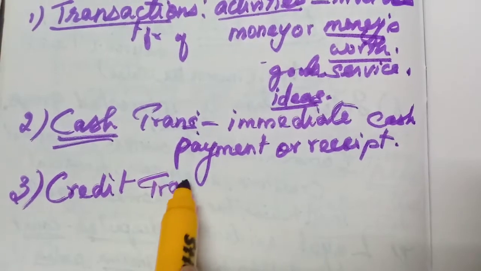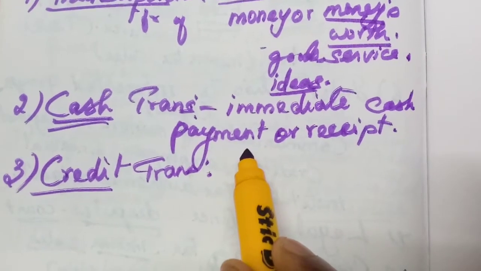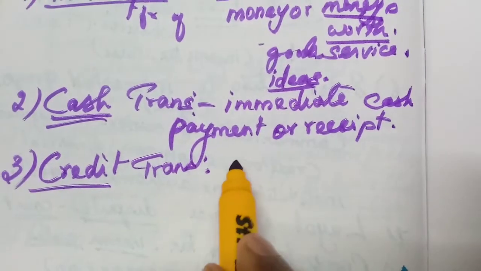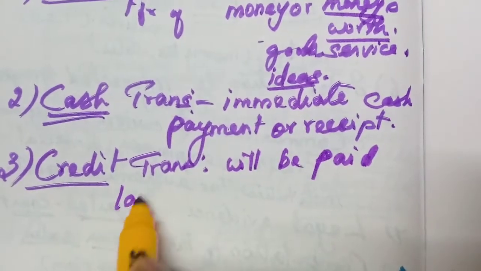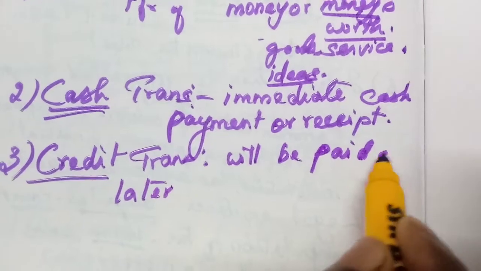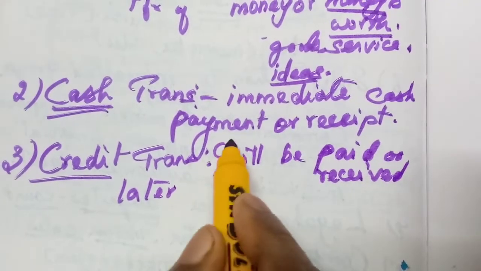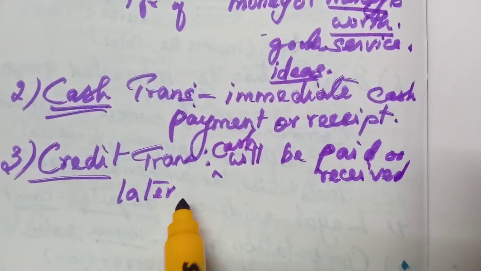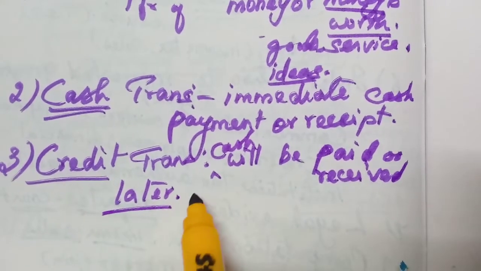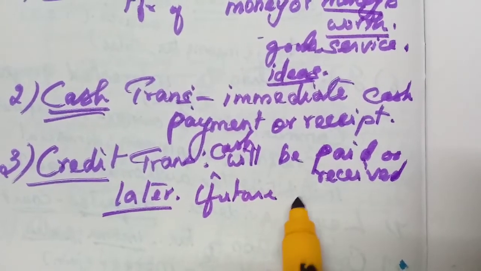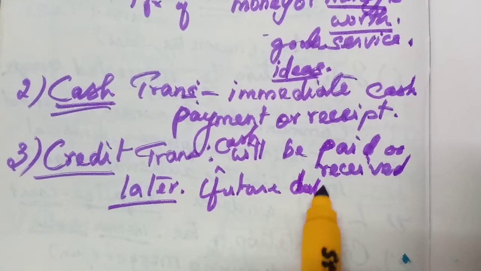Just the opposite of a cash transaction. Here, the cash payment or receipt is not done immediately, but it will be paid later or in future. Paid or received. Cash will be paid or received not immediately during the transaction, but on a future date. If the payment or receipt takes place on a future date, then that transaction is called a credit transaction.